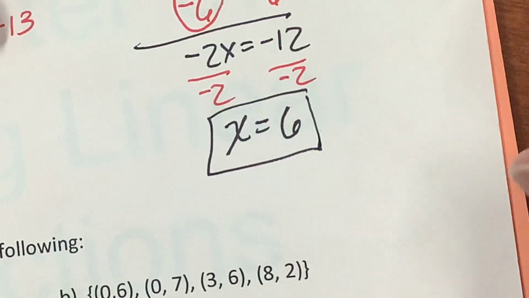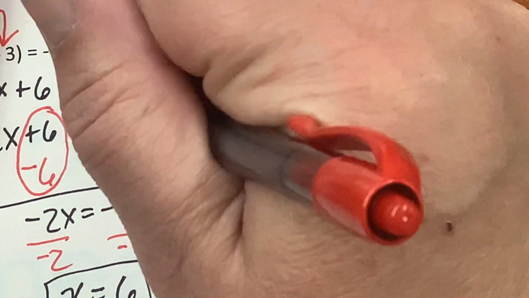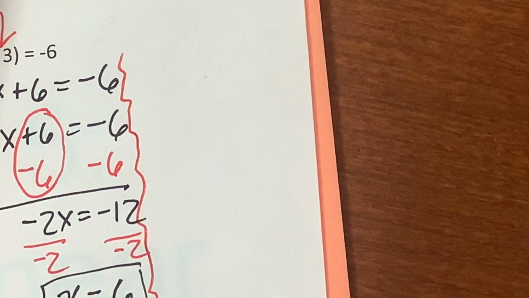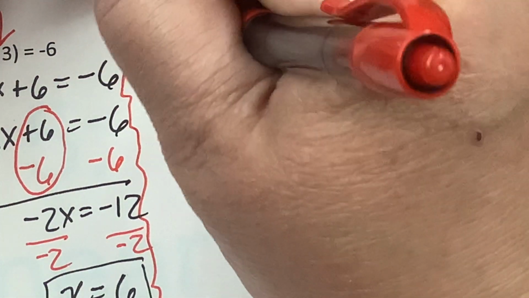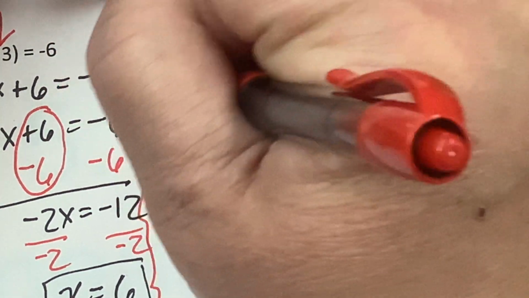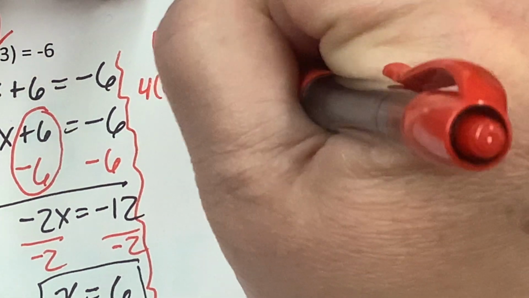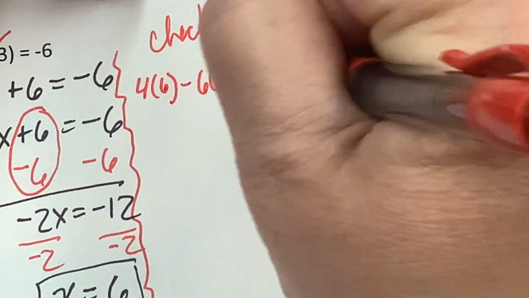So to check it, I'm going to come over here, and I'm going to write kind of squishy. Actually, I'm going to go like that, because I don't want to make a mess. Check. 4 times 6 minus 6 times 6 plus 6 equals negative 6.